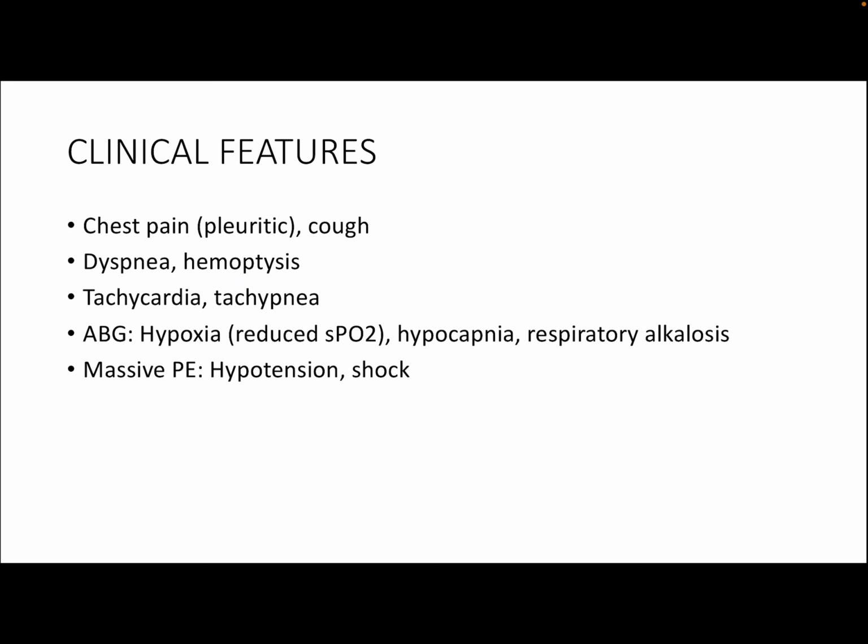Clinical features of pulmonary embolism are chest pain, which is a pleuritic chest pain that increases on inspiration, cough, dyspnea, hemoptysis. Hemoptysis is rare, but if it's present, that is quite significant. Tachycardia, tachypnea, and when you take an ABG, you find hypoxia, hypocapnia, respiratory alkalosis, and if it's a massive PE, it can lead to hypotension and shock.